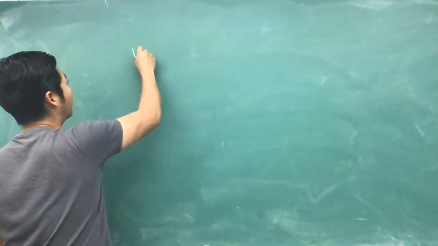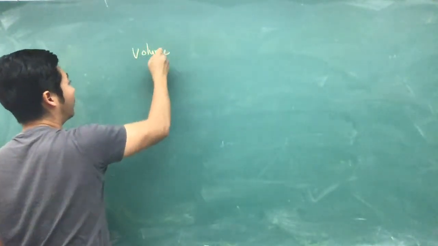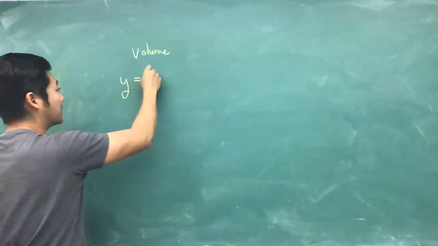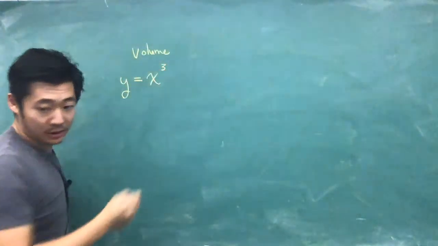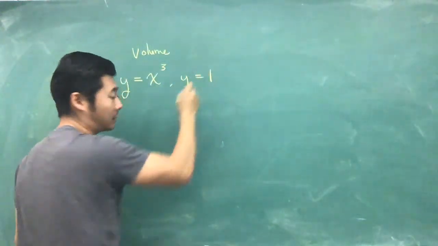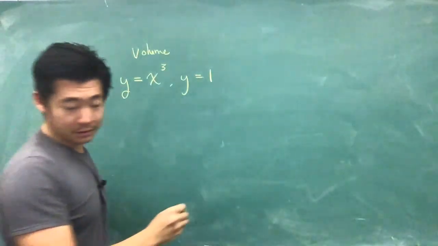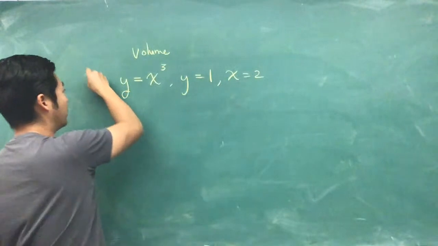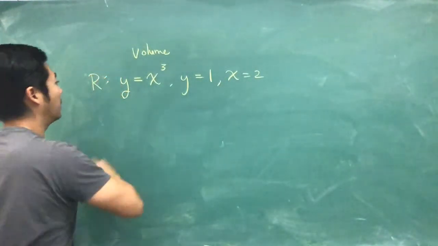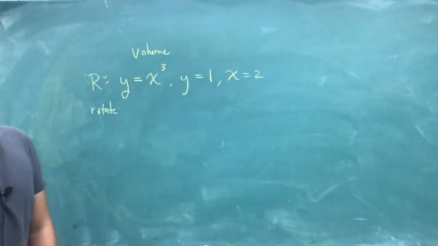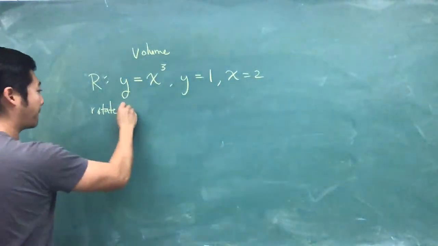So how about y equals x cubed, y equals 1, x equals 2. And then, so this is the region. And then you rotate about y equals -3.